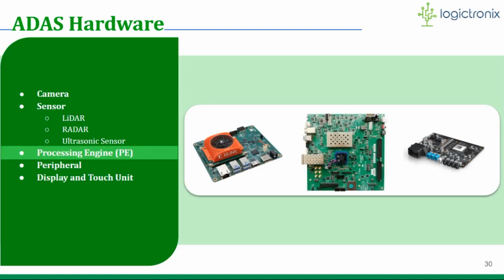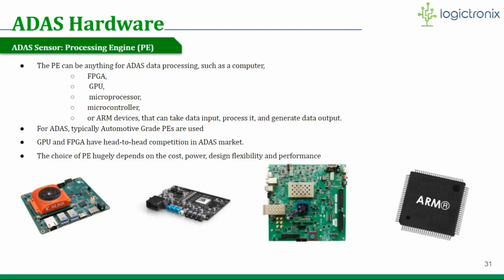Okay, let's move to the processing engine. The processing engine can be anything such as a computer, GPU, microprocessor, microcontroller, or FPGA device that can take a data input, process it, and generate the data output. For ADAS, automotive grade processing engines are used. There are two most popular embedded system design platforms in the market. They are GPU and FPGA. They have head-to-head competition because of user-friendliness, cost, power, design flexibility, and performance.